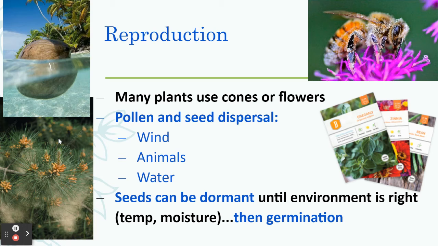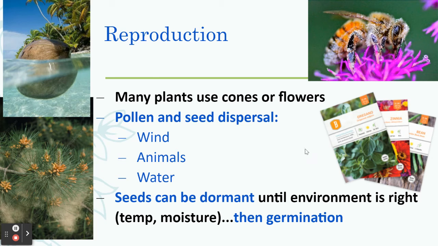And that can happen through wind. Like you can see there, the wind is blowing and that pine tree has pollen coming off of it. It can happen through the help of animals like pollinators, so bees, butterflies, birds, and also through water. So think about like coconut trees, drop coconuts. That coconut could float to another island and grow a new coconut tree on that new island.